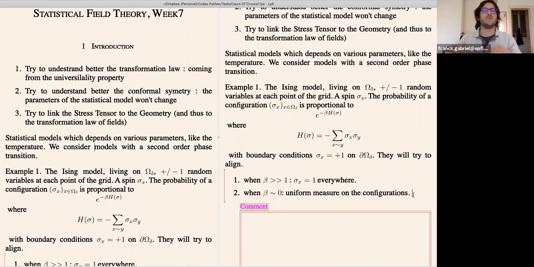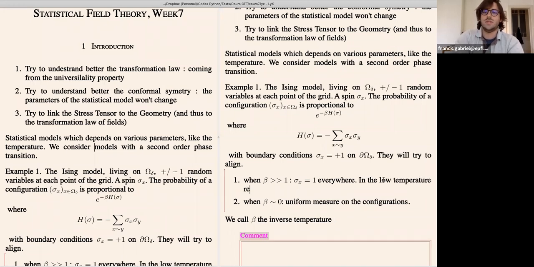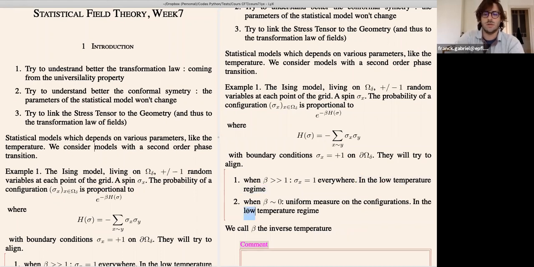It's like if we have a temperature which is super high and everything wants to move around and not align with everybody. And then if I am in the middle, I don't feel the effect of the boundary condition anymore. Okay, so we call beta the inverse temperature. So here we are in the low temperature regime, and here we are in the high temperature regime.